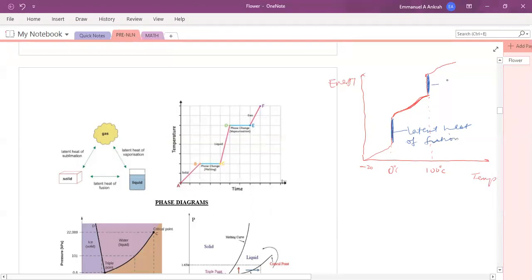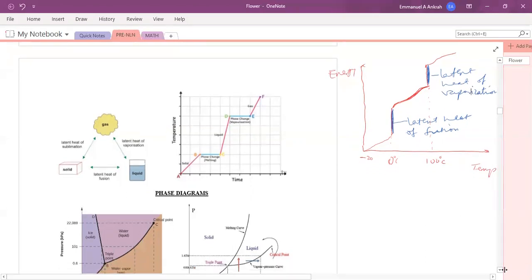And then this will be the latent heat of vaporization. Okay. So once you understand the diagram, it doesn't matter how they present it, you should be able to answer questions on it. Okay. Right. Great. So that is the phase energy change diagram. Okay. Right.